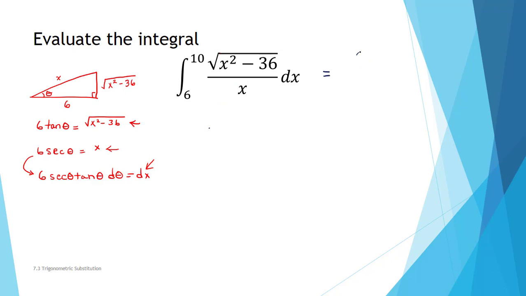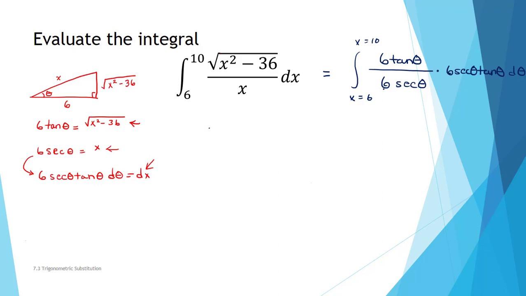I get, on top of my fraction, 6 times tangent theta. On the bottom of my fraction, 6 times secant theta. And dx becomes 6 secant theta tangent theta d theta. Leave the bounds as x equals 6 to x equals 10. We could, if we wanted, switch these bounds like we do with u substitution, so that instead of using x equals 6 and x equals 10, we have actual values for theta there. But I find that that tends to make things more complicated, so I'm just going to leave it as is.